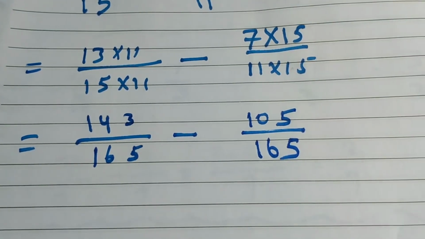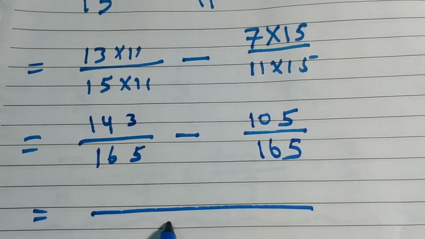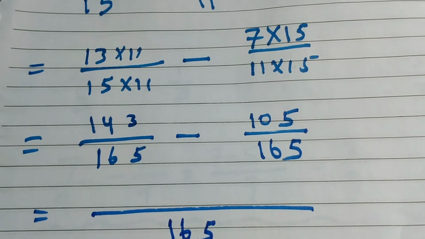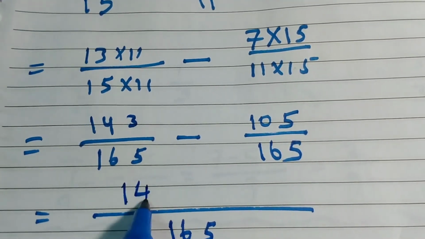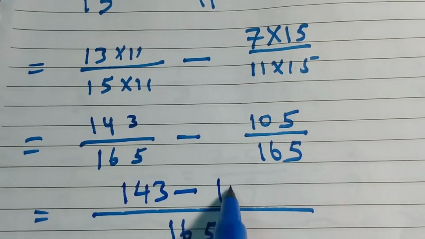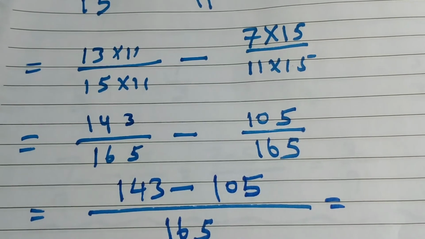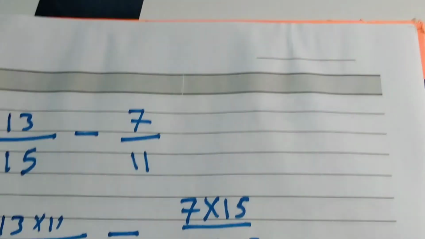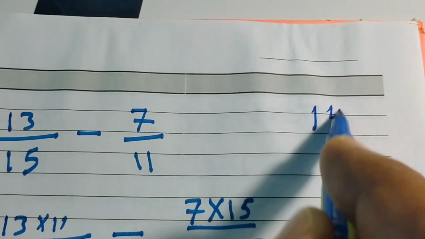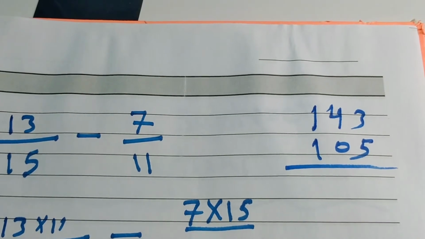Look, now the denominator is the same. If the denominator is the same, we will use the same technique. We will write the denominator 165 and we will do with the numerator the given operation, 143 minus 105. So you can subtract 3 minus 5, it is not possible. Let me show you. 143 minus 105. 3 minus 5, it is not possible because 3 is small.